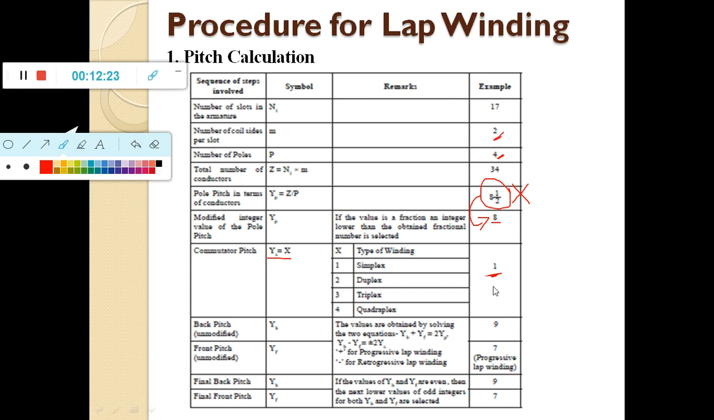Now I need to calculate the back pitch and then the front pitch. In order to calculate them, I will have 2 equations. YB plus YF is equal to 2YP. YB minus YF is equal to plus or minus 2YC, right? If you solve these 2 equations, you are going to have 9 as the back pitch value and 7 as the front pitch value. So YB is equal to 9, YF is equal to 7, and here we have plus or minus 2YC.